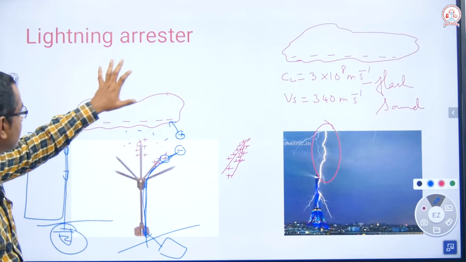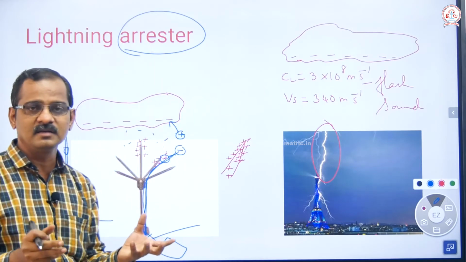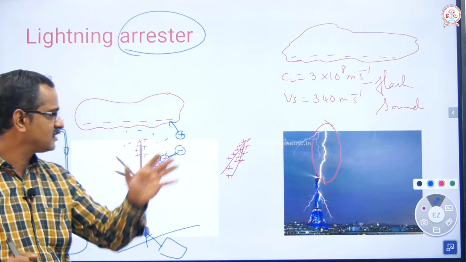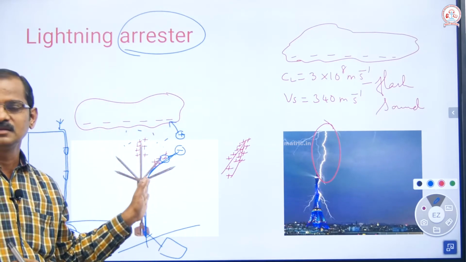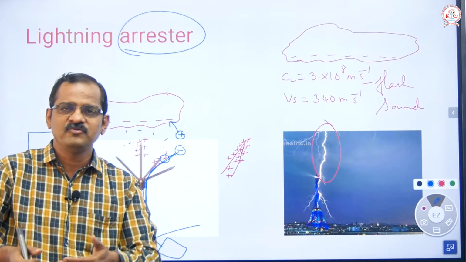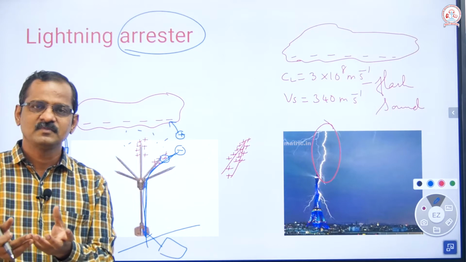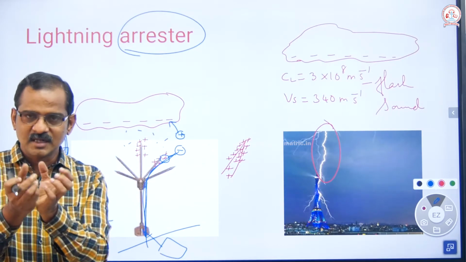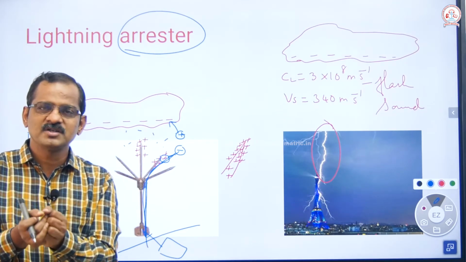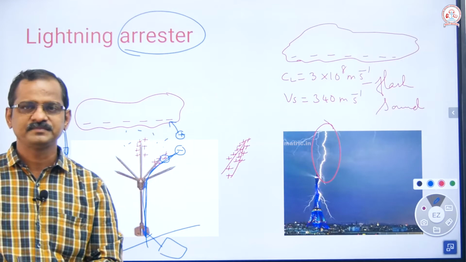Actually, this is a lightning arrestor. This is not a lightning absorber. It is just an arrestor; it diverts the current. In future, you should invent a device to trap the lightning, which has huge current and huge potential difference. We can collect it and use it productively.